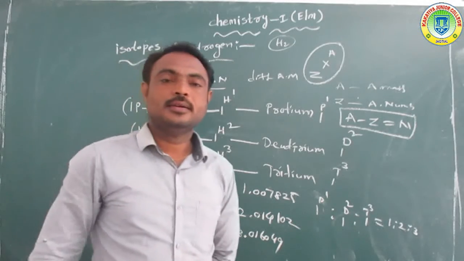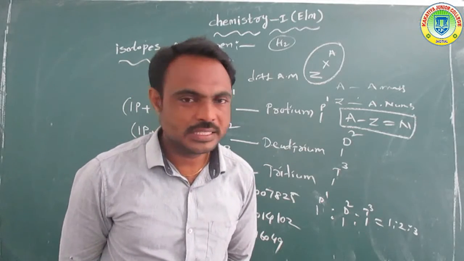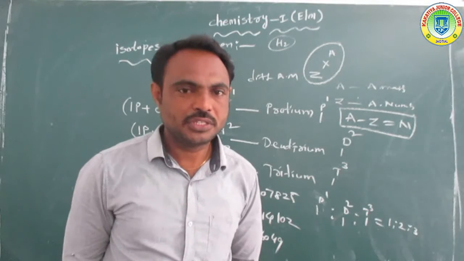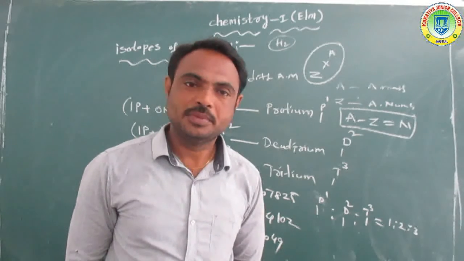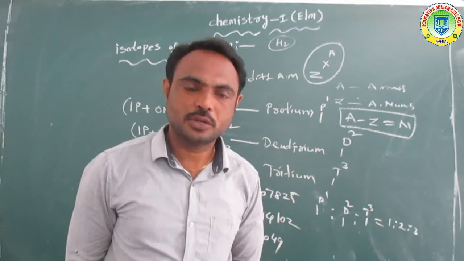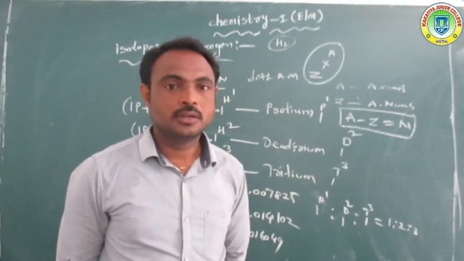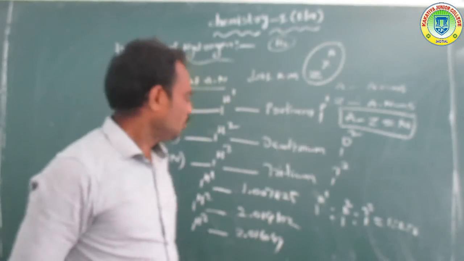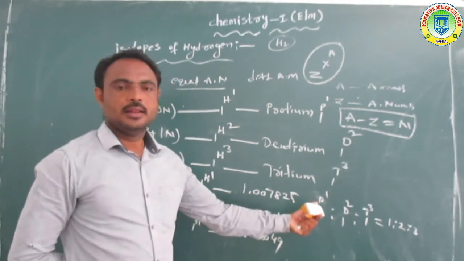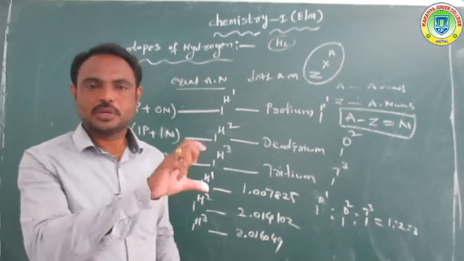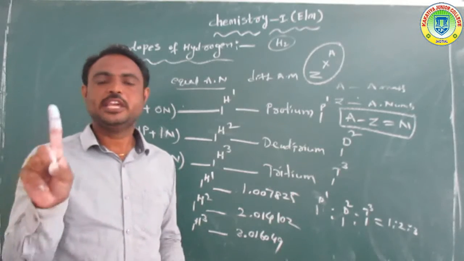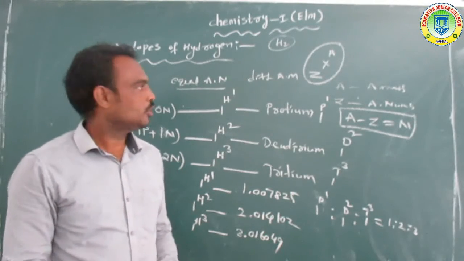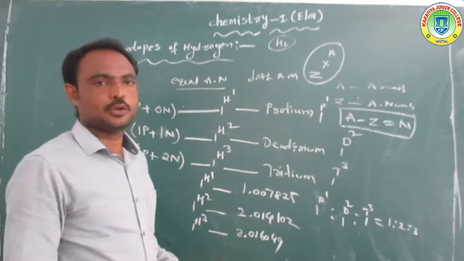What is the mass of these isotopes? Protium, deuterium, tritium is equal to 1:2:3. So physical properties are completely different but the electronic configuration is equal. So these are the isotopes of hydrogen.